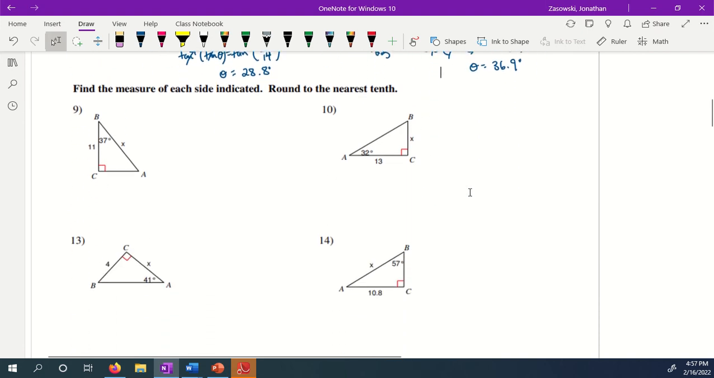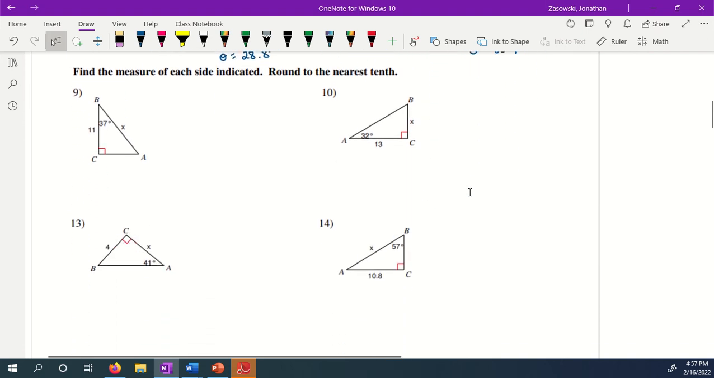Going on to the next one, see if you can find the missing side. Let's see if you can set up those ratios first, and we'll take a look at that in a second. Let's watch the first one. Once again, we're looking for a side length. We have an angle, so that tells us we're going to use SOHCAHTOA.